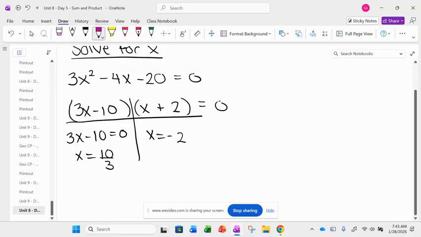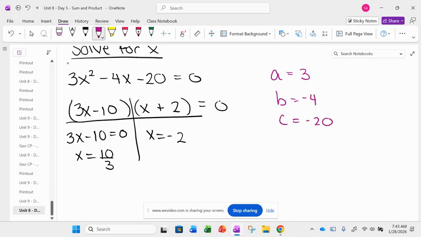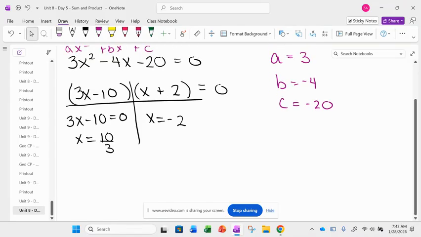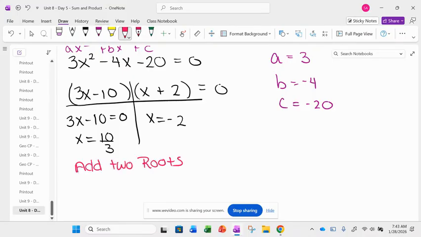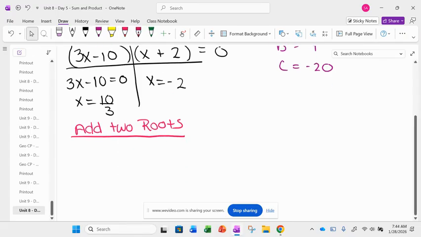And going back to the original problem, do we agree that A was 3, B was -4, and C is -20 if we're looking at it as ax squared plus bx plus c? So A is 3, B is -4, C is -20. What I want us to do is add the two roots. So if I add the two roots, do you all agree I am adding 10/3 plus a -2?